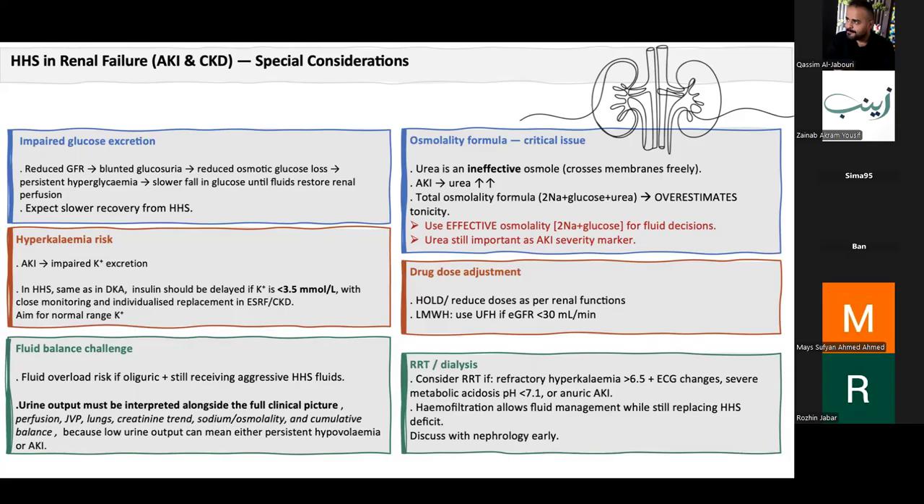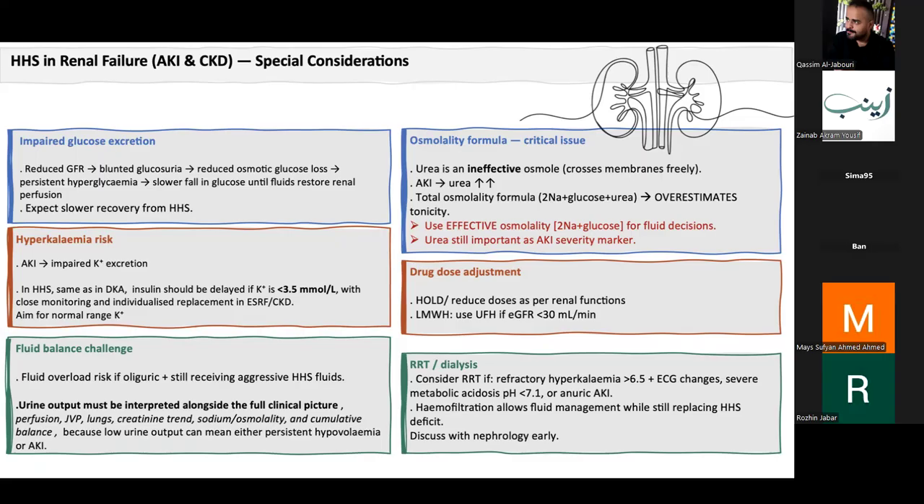Those patients are at high risk again for fluid overload. So the renal team should be involved early, and they may need hemofiltration to remove excess fluids and correct electrolytes if they are resistant to medical management.